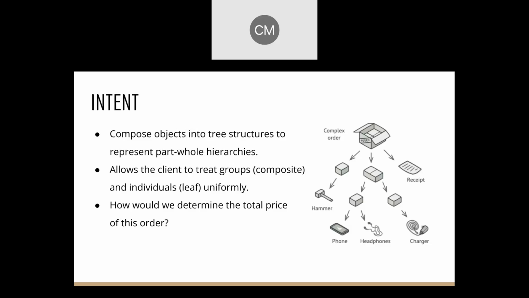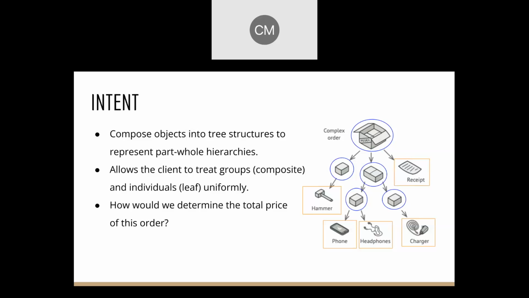So if we look to the example on the right, we can imagine that we have two types of objects, products and boxes. A box can contain several products as well as a number of smaller boxes. And these little boxes can also hold some products or even smaller boxes, and so on and so forth. If we see these boxes highlighted in blue and these items highlighted in orange as leaves, how would we determine the total price of this order?